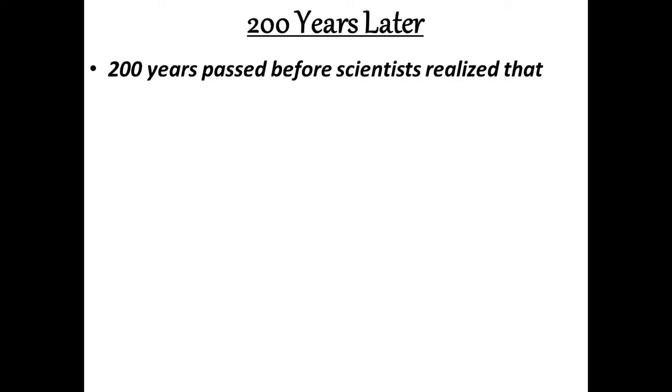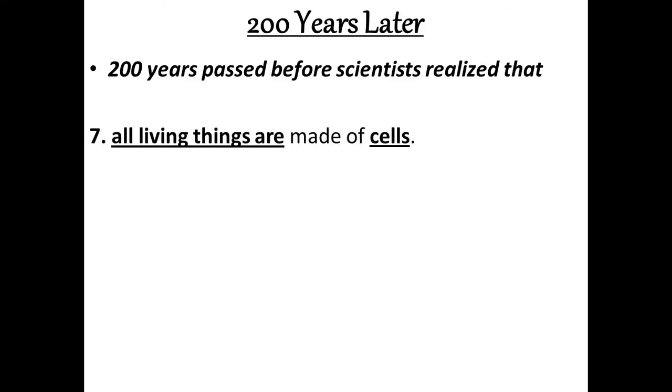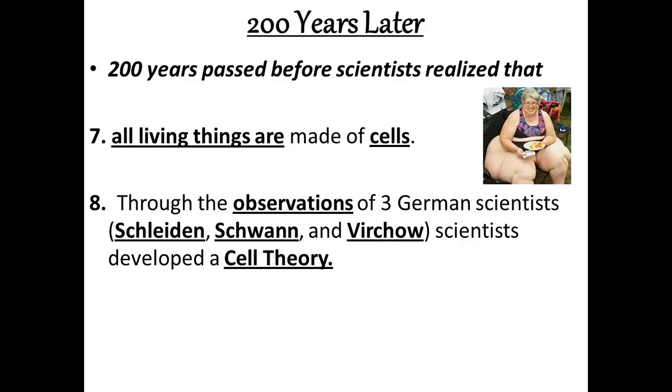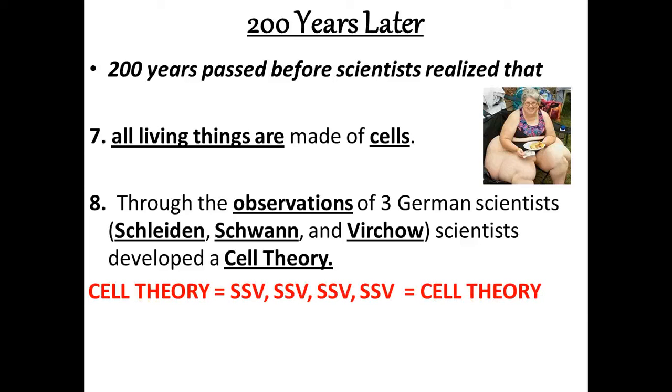200 years passed before scientists realized that all living things are made of cells. A lot of cells there. Through the observations of three German scientists, Schleiden, Schwann, and Virchow, these scientists developed the cell theory. So when you think of the cell theory, you think of Schleiden, Schwann, and Virchow.